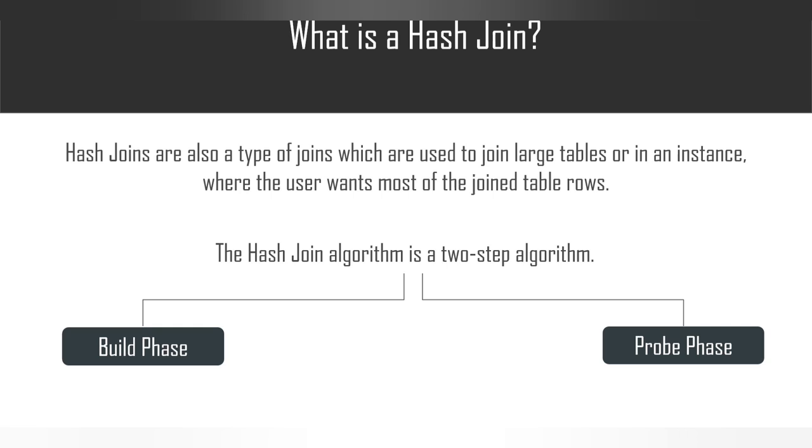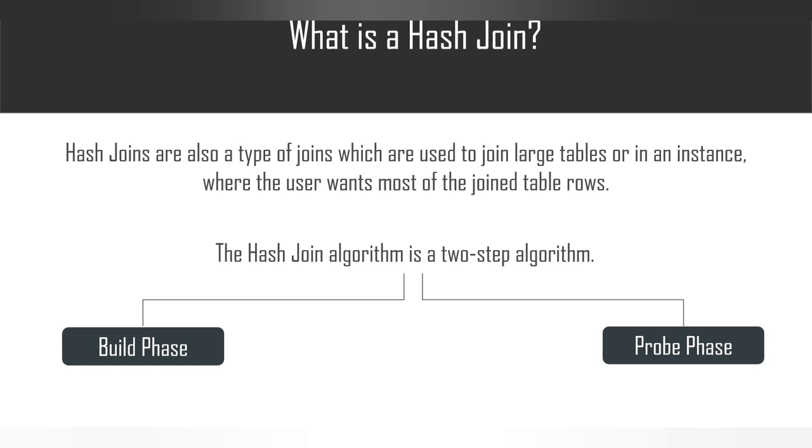Now, the hash join algorithm is basically a two-step algorithm. So it has mainly the build phase and the probe phase. So in the build phase, you basically create an in-memory hash index on the left side of input. And in the probe phase, you go through the right side of input, each row at a time, and then find the matches using the index created in the build phase.